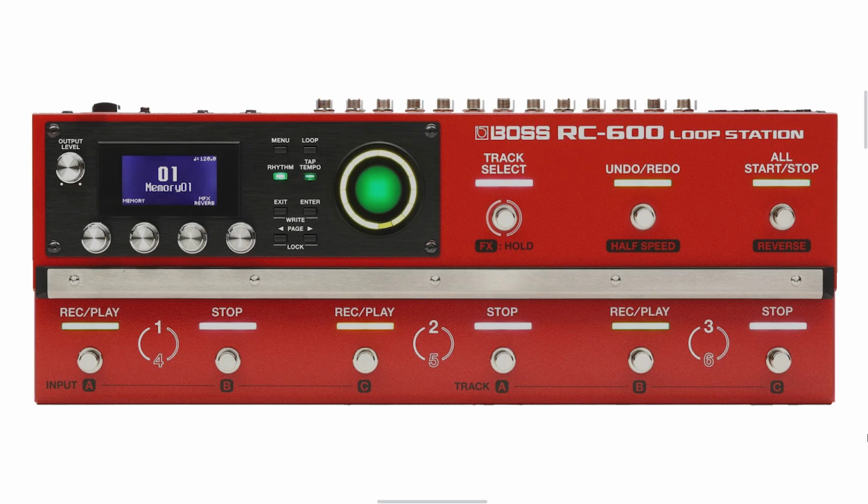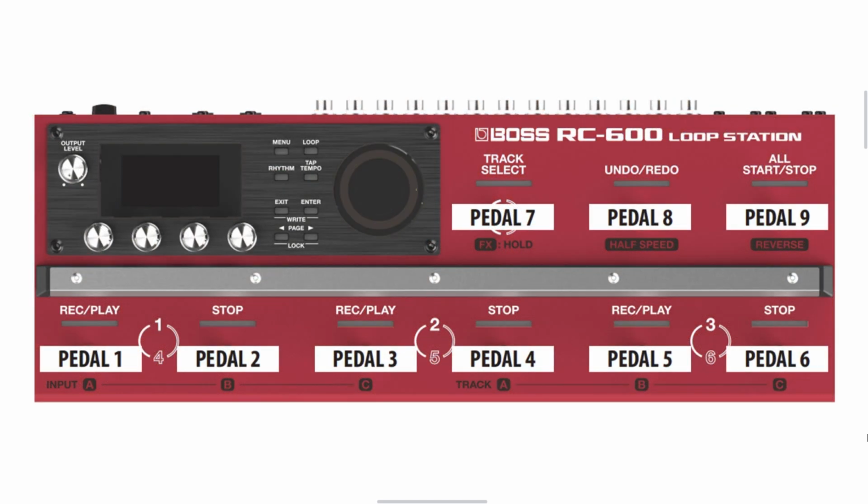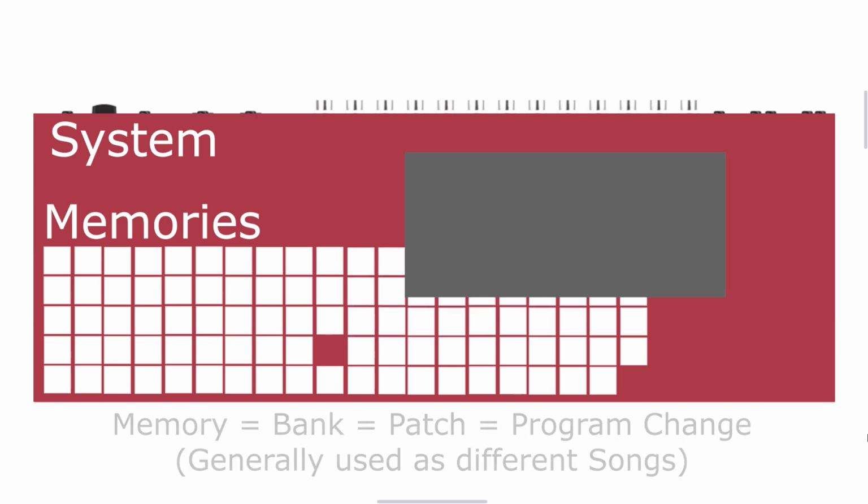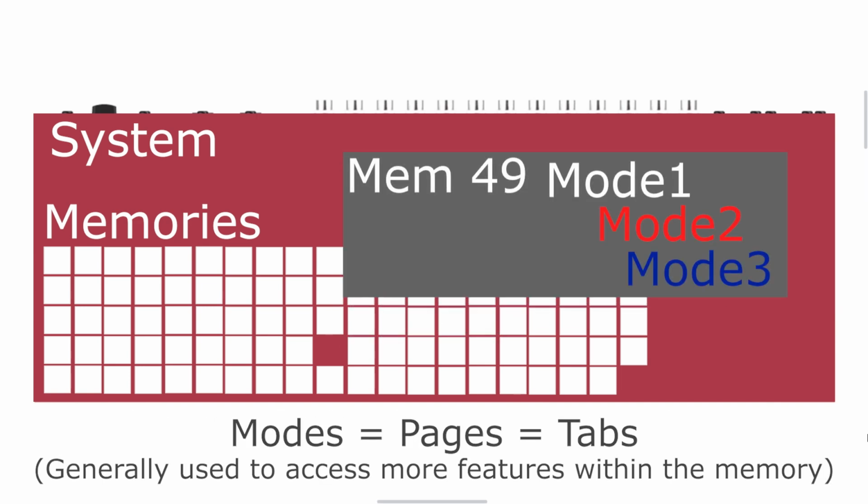Alright, here is the RC-600, and as you can see, it's got 9 pedals that you generally interact with. While you're performing, you're only really interacting with those 9 pedals because you're standing up and doing other things with your hands, like playing instruments and singing. The RC-600 acts like a system, and it also has 99 memories. Within each memory, there's a whole bunch of settings you can change, and there's also 3 modes within that memory, and then within those 3 modes there are 9 pedals.